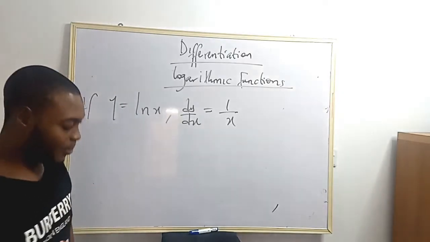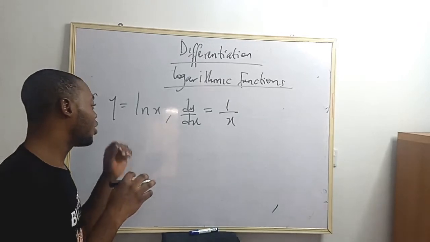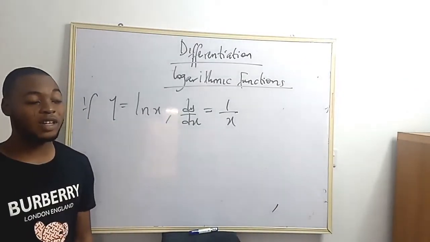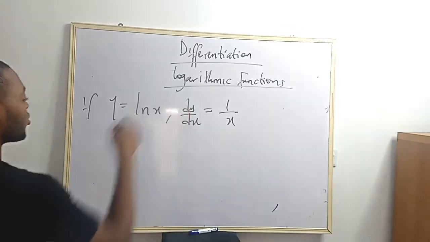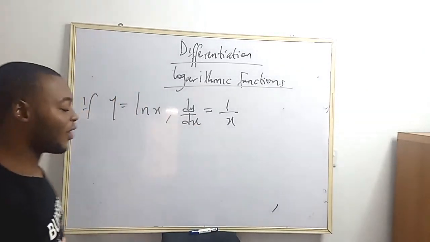So how do they arrive at this? It's a lot of observation and consistency. When we get to where we learn about limits of functions, we'll come back to this, how we arrive at dy/dx equals 1 over x.